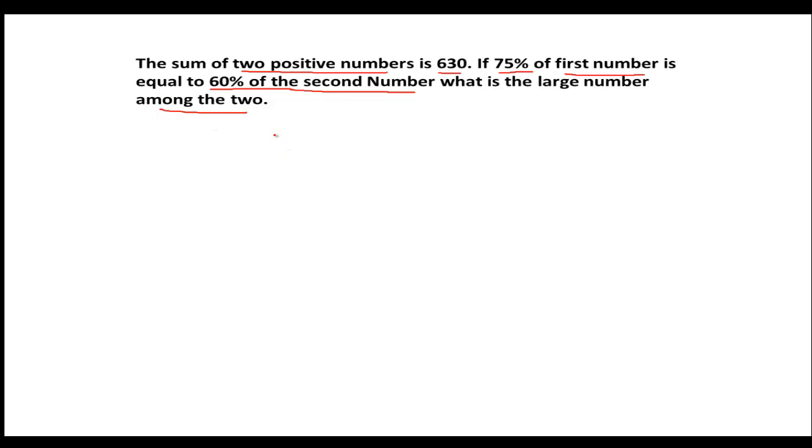Let the two numbers be x and y, and therefore by the first condition x plus y is equal to 630, because it is given that the sum of the two positive numbers is 630. Let this be equation number 1.